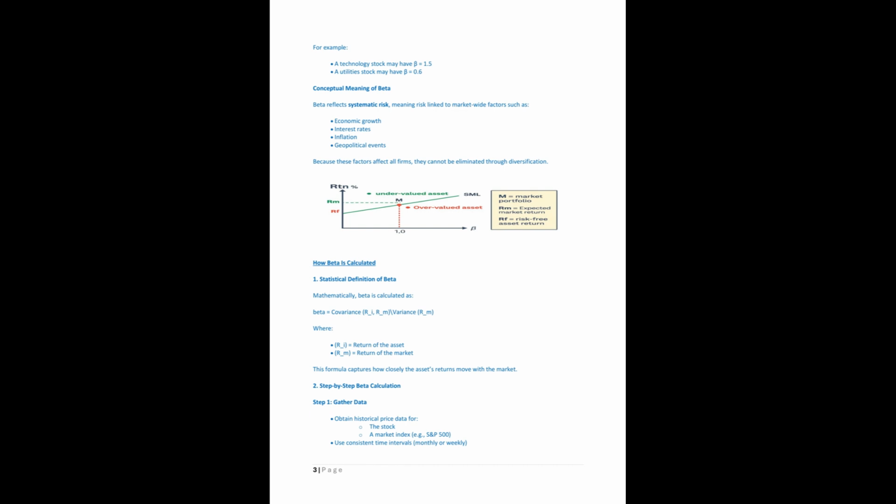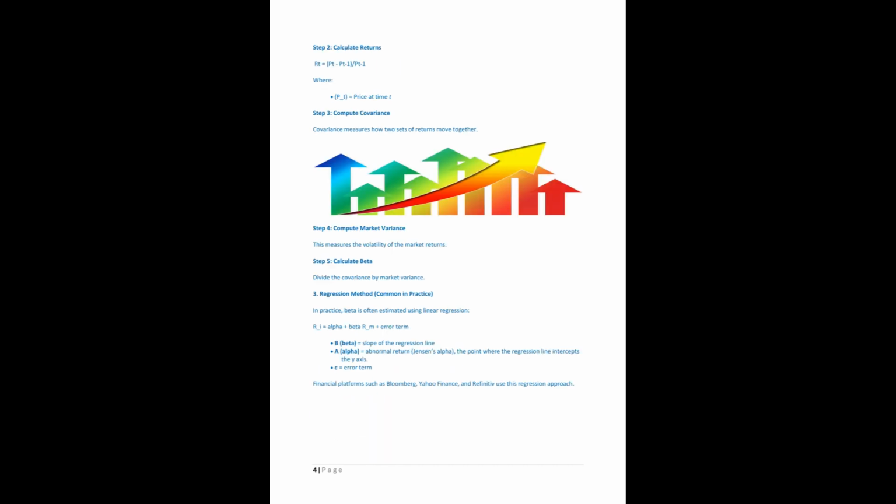To calculate beta step by step, you first gather historical price data for both the stock and a market index, like the S&P 500, using consistent intervals such as monthly or weekly data. This process helps investors understand how sensitive an asset is to market risk. To calculate beta, we start by finding the returns, which is the change in price from one period to the next divided by the earlier price. Then we compute the covariance, which helps us understand how two sets of returns move in relation to each other.